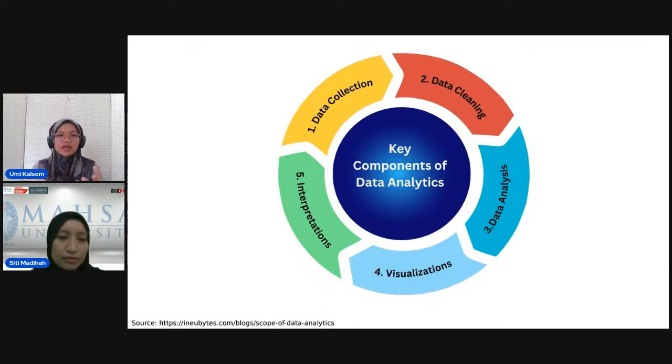to convey the information held in the data that we have collected before. And finally, we have interpretation, where from the data, we can decide what action to be taken from the data that we have.